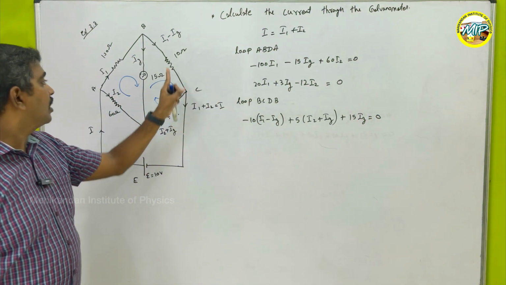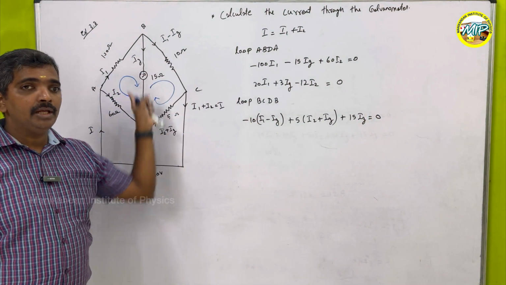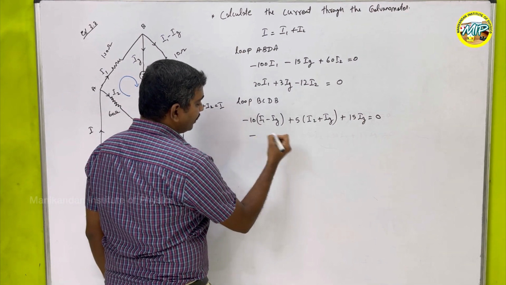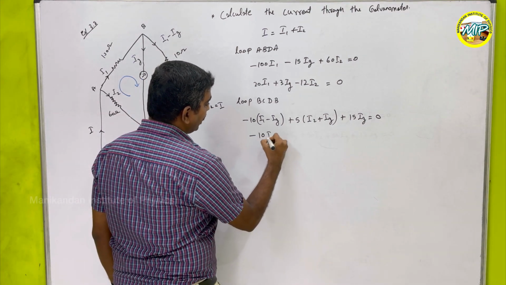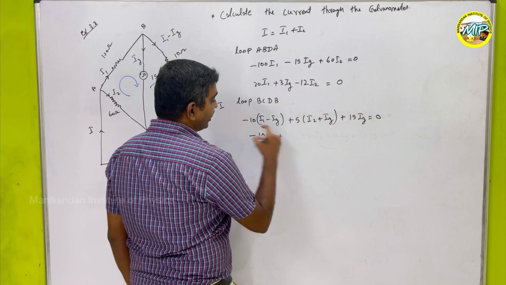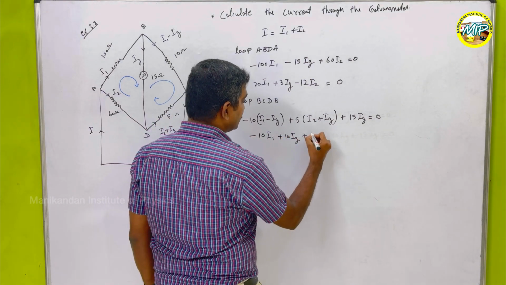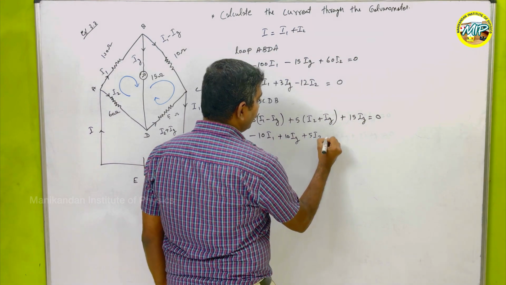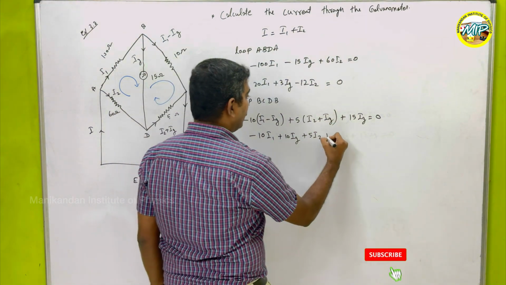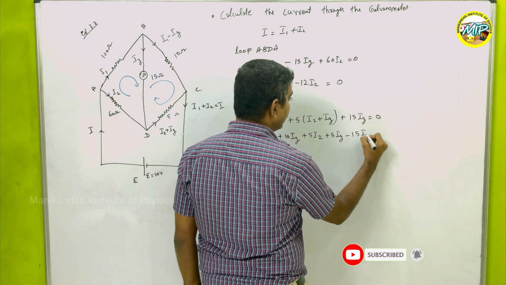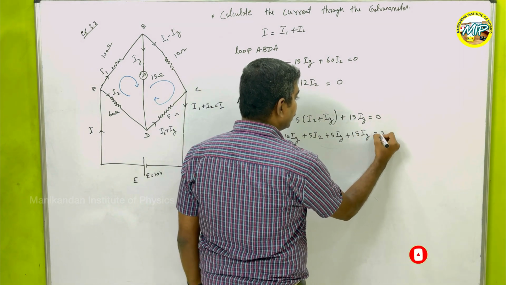So now the potential drop across this closed loop is going to be 0. Then I can simply solve this problem. Equation: minus 10 I1 minus minus 10 Ig, so plus 5 I2 plus 5 Ig minus 15 plus 15 Ig equal to 0.